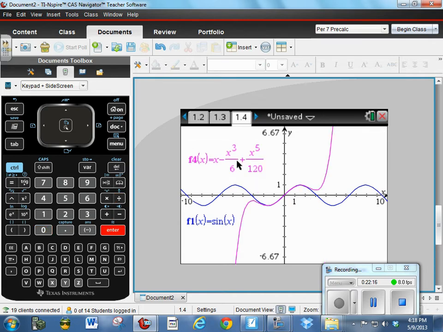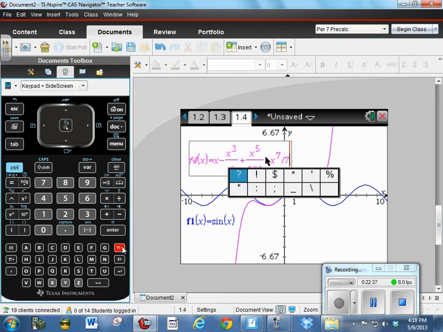Notice the graph now hugs the sine graph farther out. So even sine of 0.2 would be a pretty close approximation, but not exact. So the more terms I add, I'll do one more. The more terms I add, the closer this graph looks to the sine graph. And 7 factorial, I don't know what that is off the top of my head, so I'll use my factorial symbol.